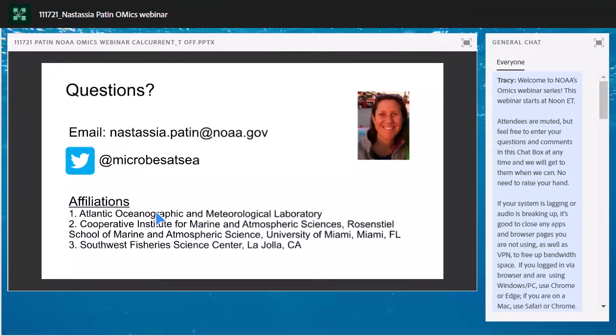We have other members of AOML participating in other oceanographic cruises all over the world, and we're constantly trying to incorporate eDNA sampling into these cruises. And so the ultimate goal, yes, is to build up more of a global database.